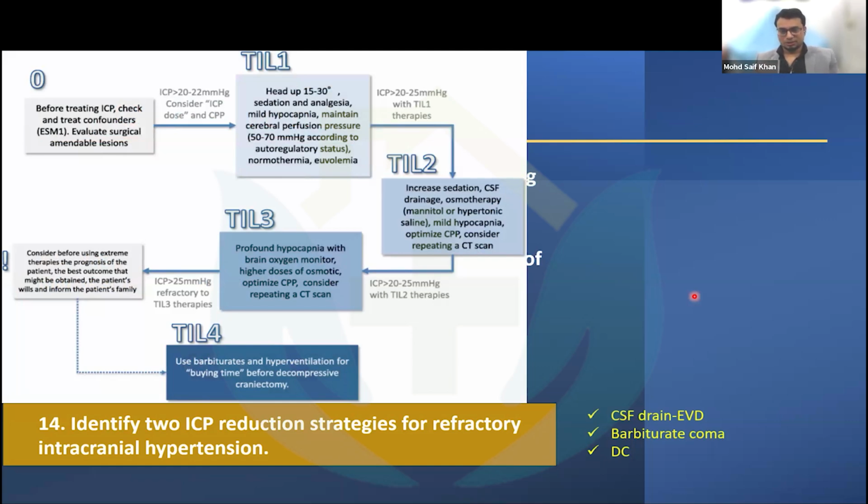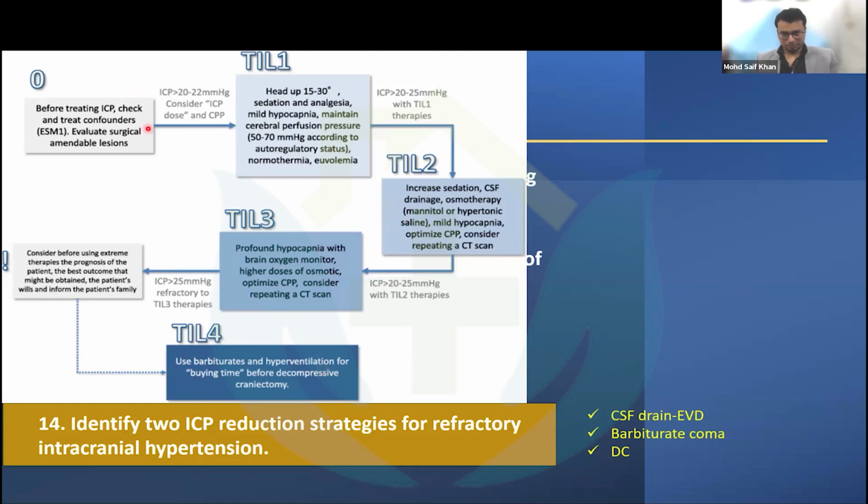ICP reduction therapy. Tier 4 means that this is refractory intracranial hypertension, and you have to go for either decompressive craniectomy, barbiturate, or even EVT. And you can mention hyperventilation, but hyperventilation is only for a very short period of time, about 6 hours. It will just buy you some time.